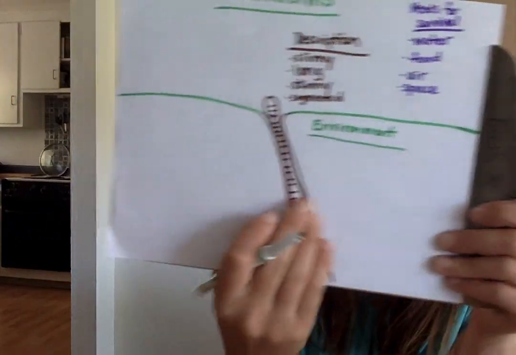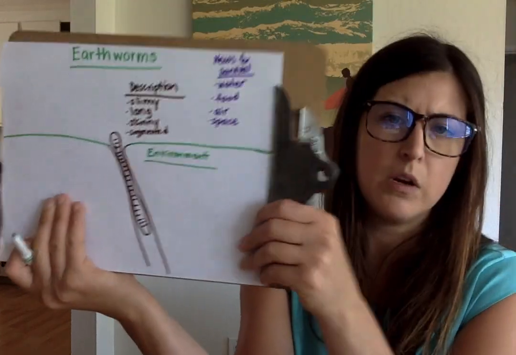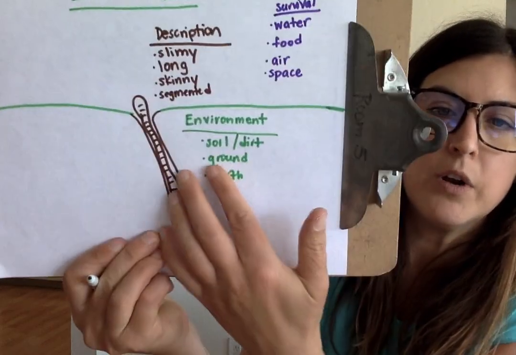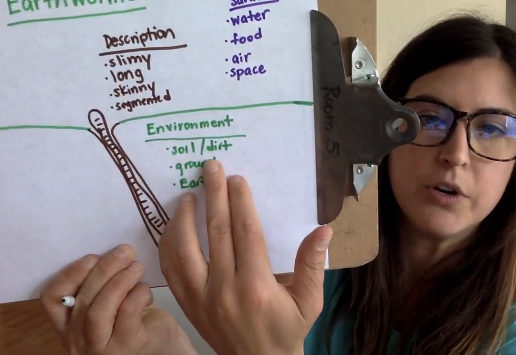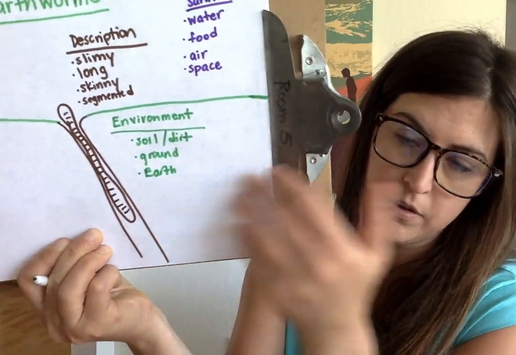Environment. Where does an earthworm live? What do you think? Where does an earthworm live? Good. I hear some of you saying the soil, which is a fancy word for dirt. Earthworms' environment can be the soil or dirt, the ground, or the earth.